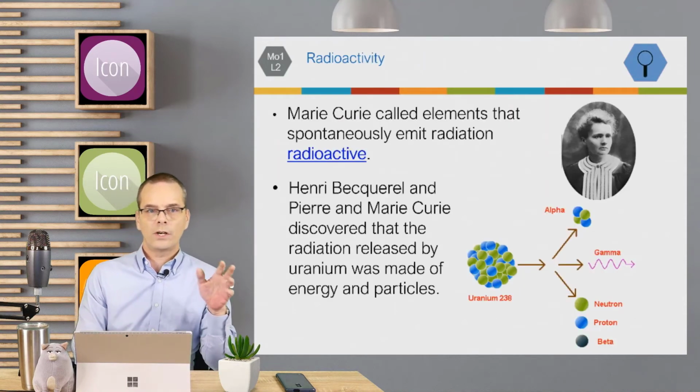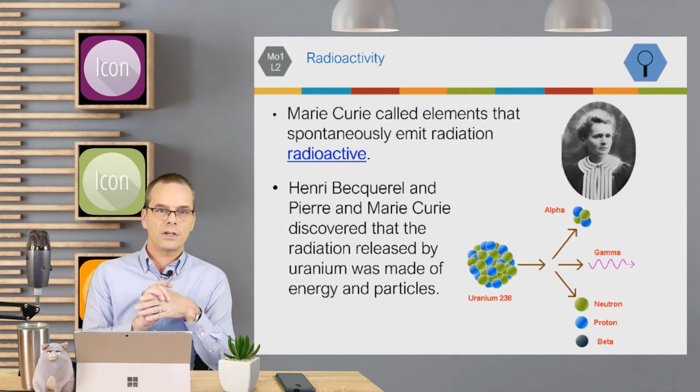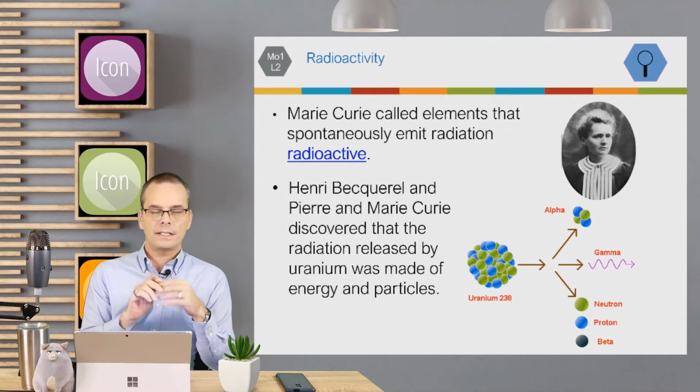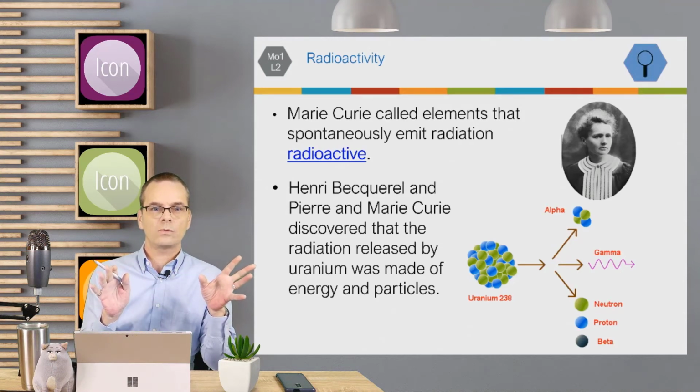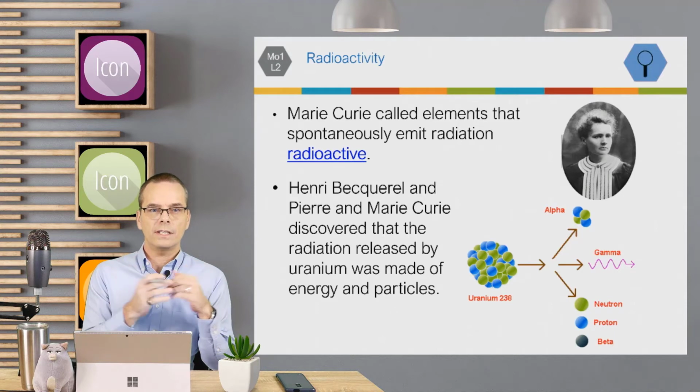There was a woman named Marie Curie who was a scientist, and she called elements that spontaneously emit radiation radioactive. She was the one who discovered this. She said, well, they're radioactive. They're emitting this harmful radiation.